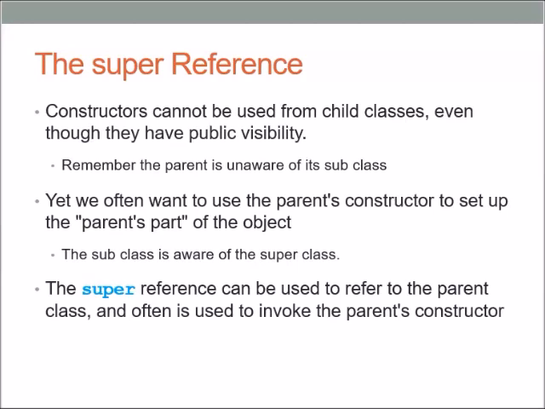So we're often going to want to use the parent's constructor to set up the parent's part of the subclass object. So for example, if we look at animal, when we're writing a constructor for a cat, then we're going to want to take all of the values that are already written in animal and call that in the constructor for cat. So the super reference can be used to refer to the parent class, and often it's used to invoke the parent's constructor.